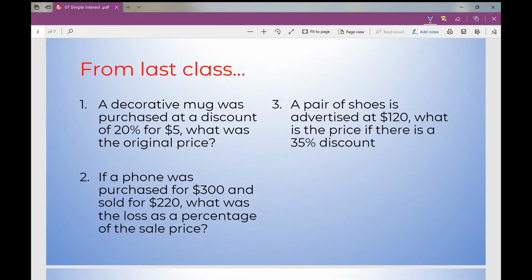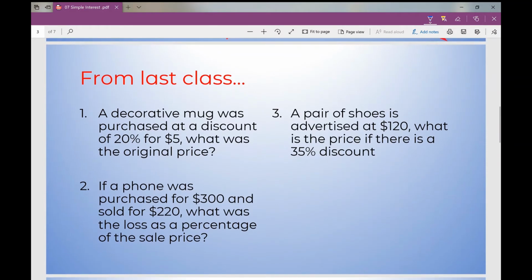So these are the 3 types of questions we have to be able to answer from our last topic, which was profit and loss. I'm just going to quickly run through them all for you. Question 1, I'll answer it up here.